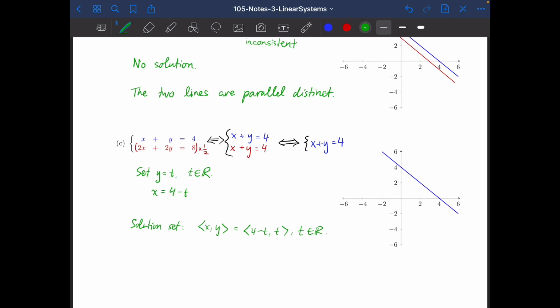What does this look like geometrically? Well, the two equations trace out exactly the same line. The red line is the same as the blue line. And we see that the two lines are coincident.